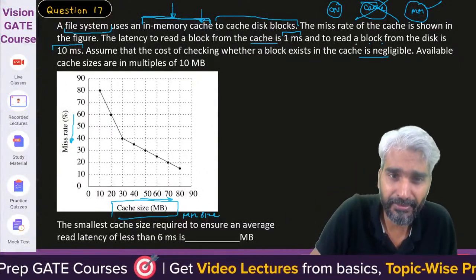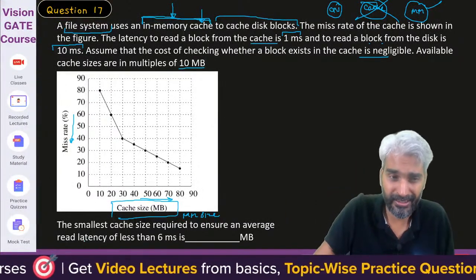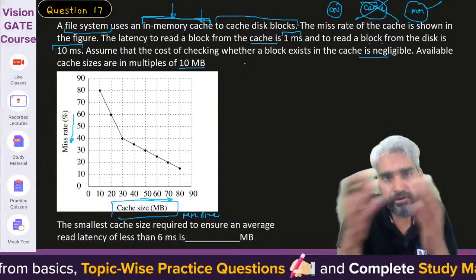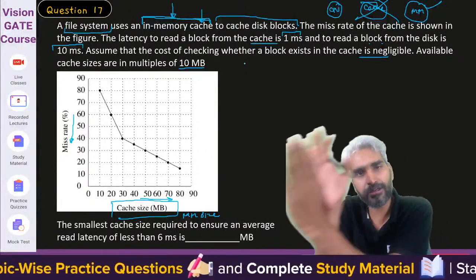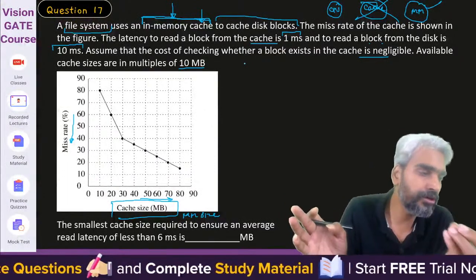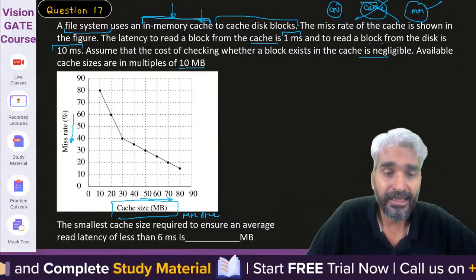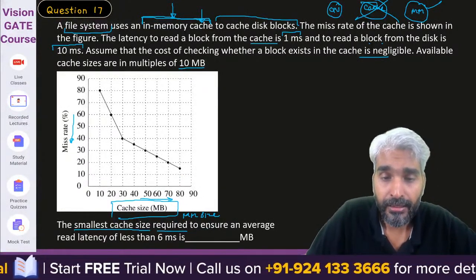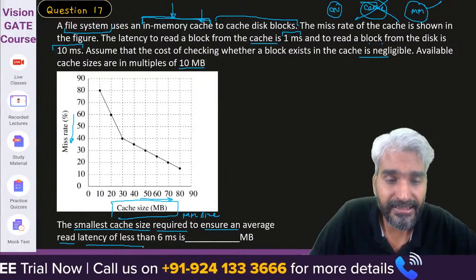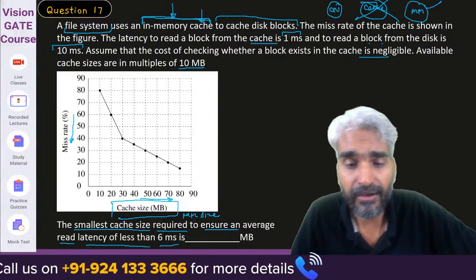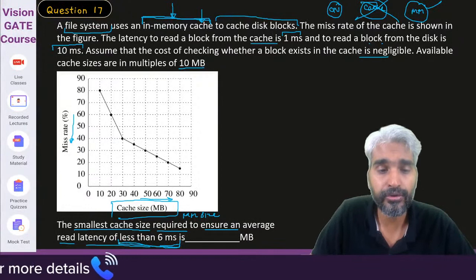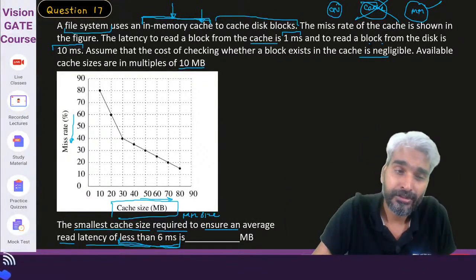Available cache size is a multiple of 10. That is, the size of the memory is in multiples of 10. You cannot have a 25 megabyte cache. Either you have a 20 megabyte cache or 30 megabyte cache or 40 megabyte cache. You cannot have 25, 35, 45, etc. Now, the smallest cache size required to ensure the average read latency of less than 6 milliseconds. That is, the average time to read must be less than 6 milliseconds. So forget about this size. Just think in terms of hit rate.